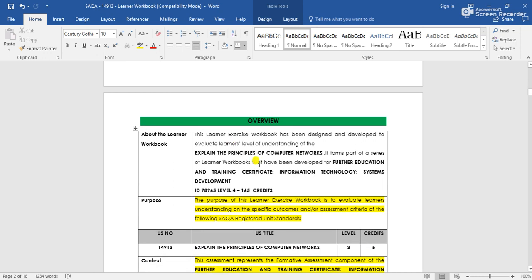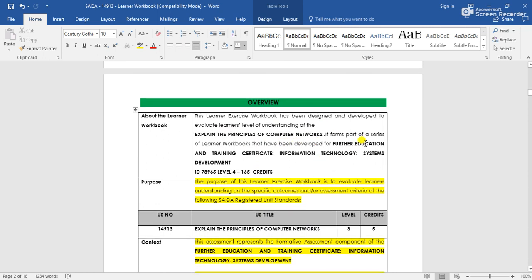This learner exercise workbook has been designed and developed to evaluate the learner's level of understanding of explaining the principles of computer networks. It forms part of a series of learner workbooks that have been developed for the Further Education and Training Certificate in Information Technology System Development, ID 78965, level 4, with 165 credits.